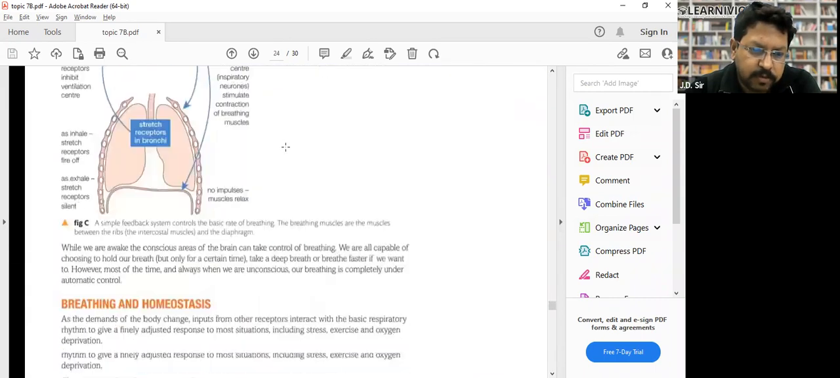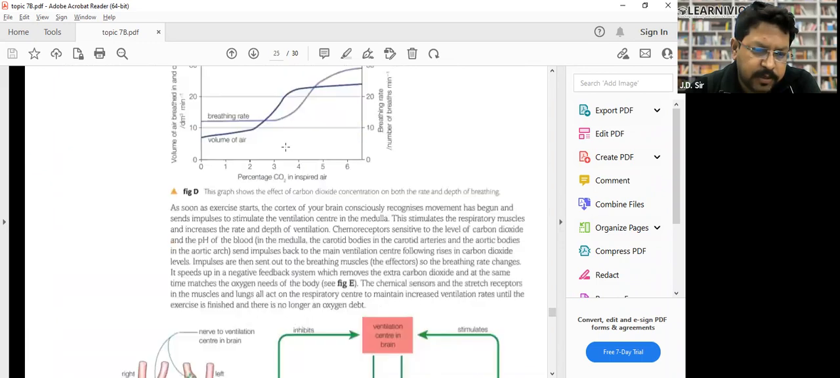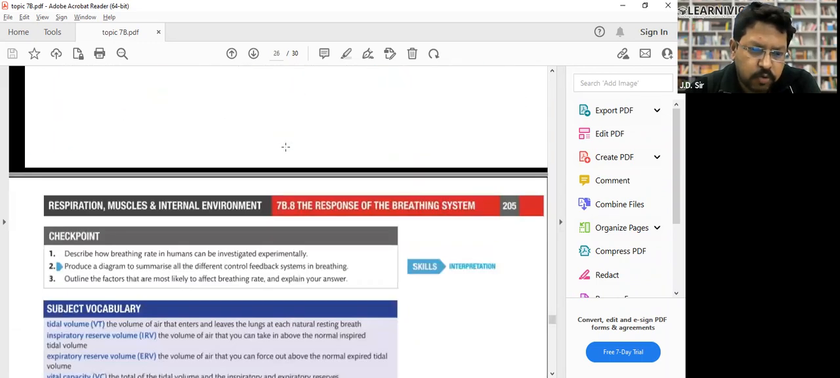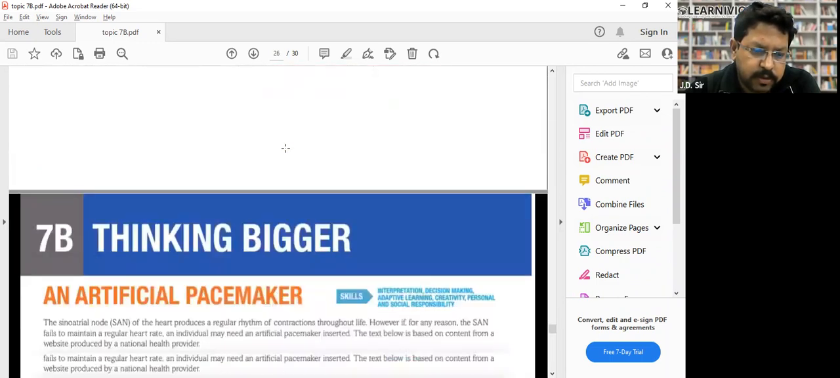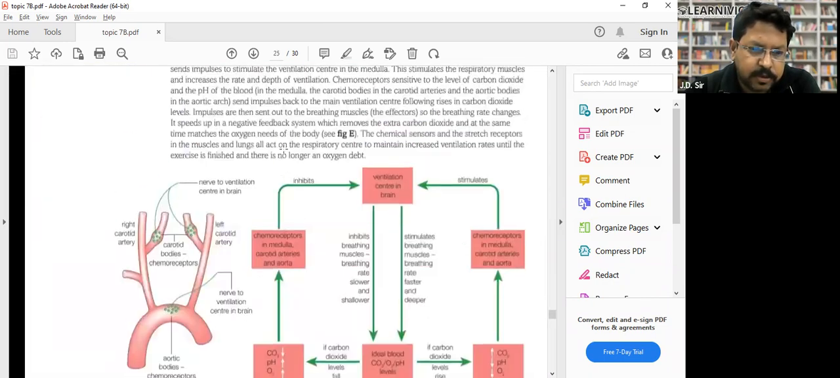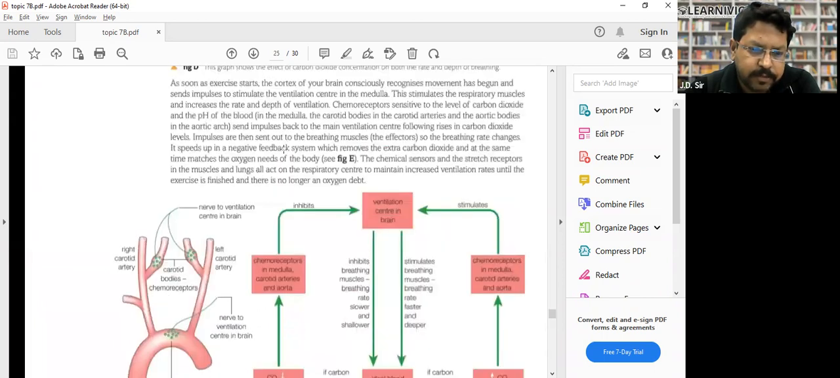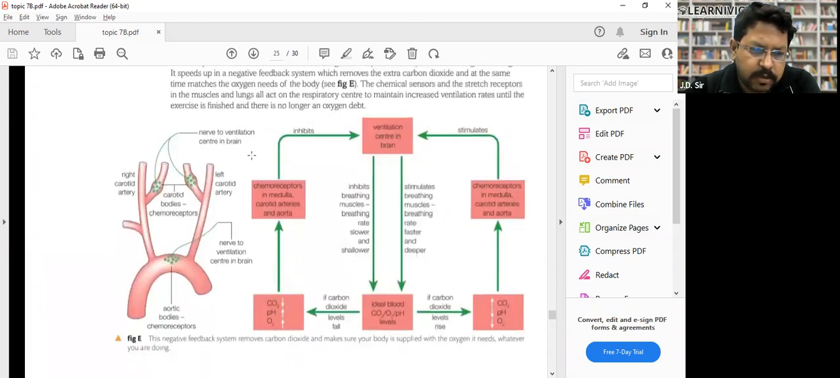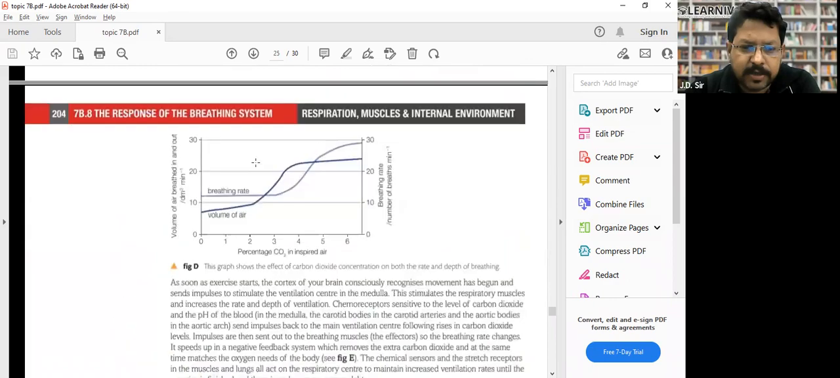Control and regulation of breathing. We are done with that. I've just told you. Go through it with your textbook. So we completed this one. The same thing is given here, right? You'll understand.